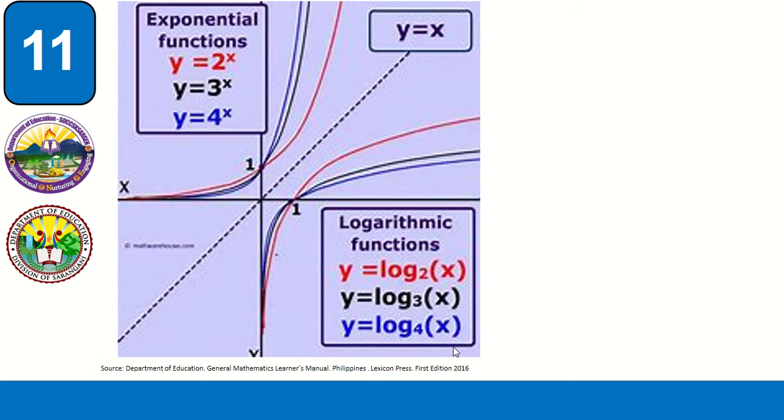To show you, this is the graph of the exponential function, y equals 2 to the x. Looking at the red one, this is the reflection of this graph over this mirror, or axis of symmetry. Then we have log of x base 2.